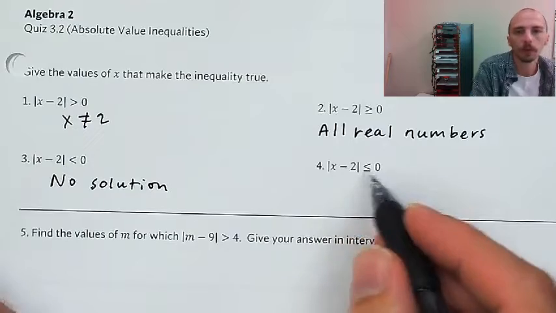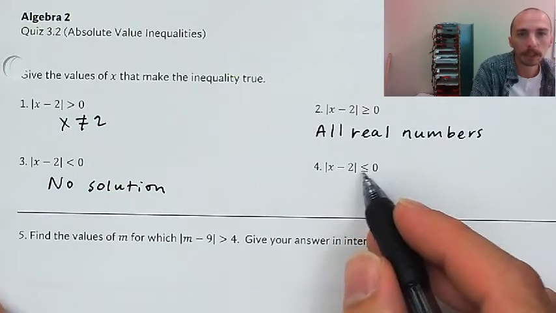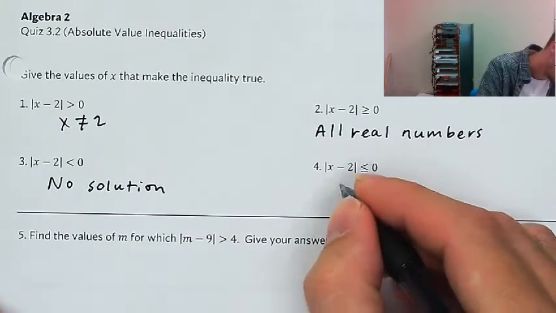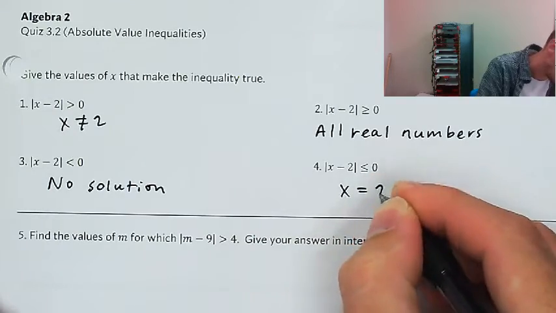And then less than or equal to 0. Less than isn't going to happen, but equal to 0 could happen if we were taking the absolute value of 0, which would be where x minus 2 is equal to 0, and that would be x equaling 2.